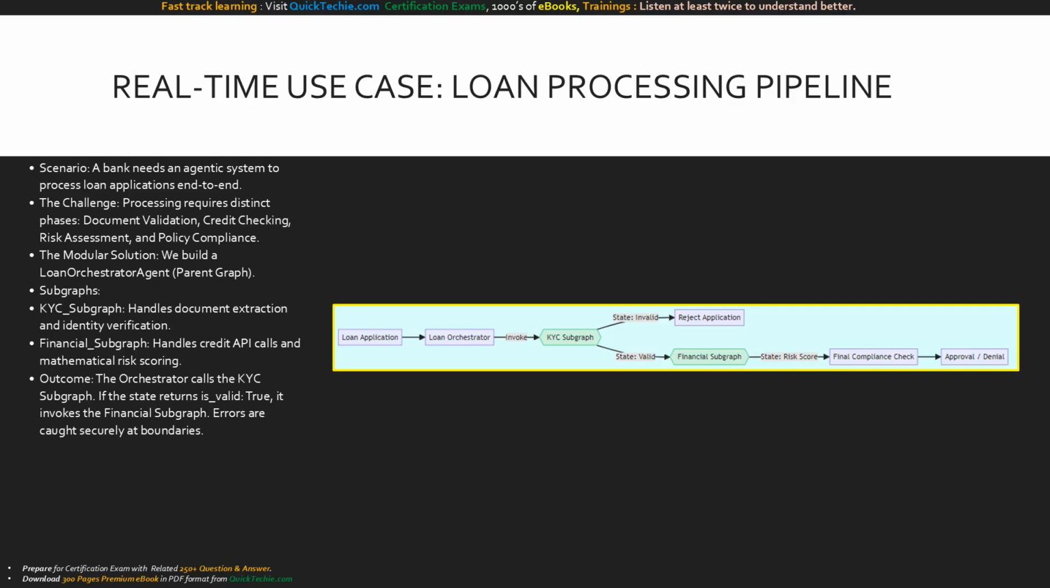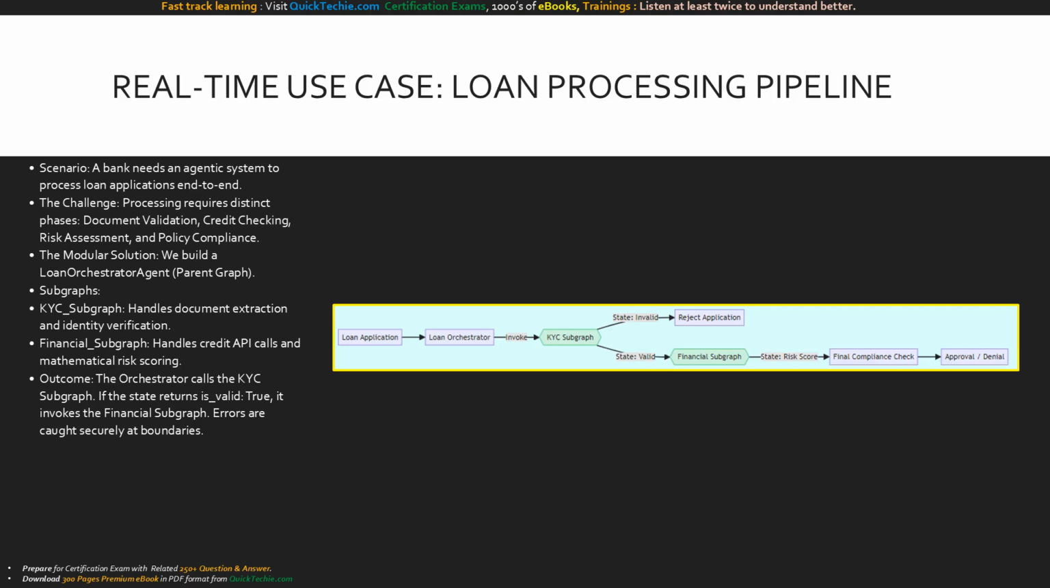We deploy a loan orchestrator agent as our parent graph. We then build two separate subgraphs, a KYC subgraph for identity verification and a financial subgraph for credit and risk scoring. The orchestrator invokes the KYC subgraph first. Only if the state comes back with the isValid flag set to true does it invoke the financial subgraph. By compartmentalizing these risks into independent subgraphs, we achieve the auditability and safety required by financial regulators.